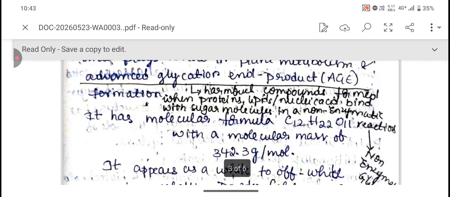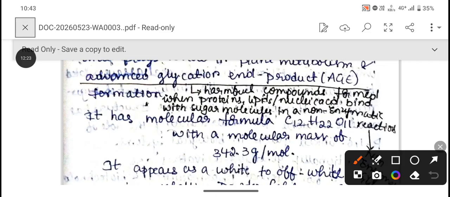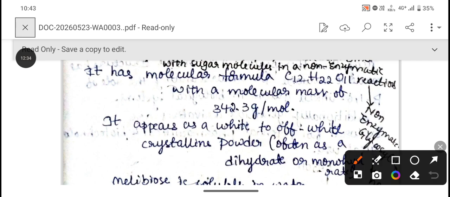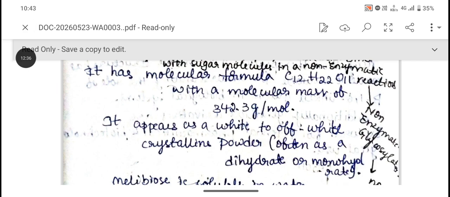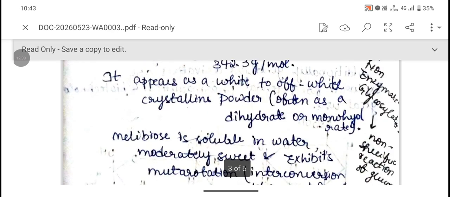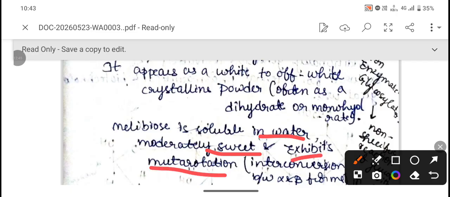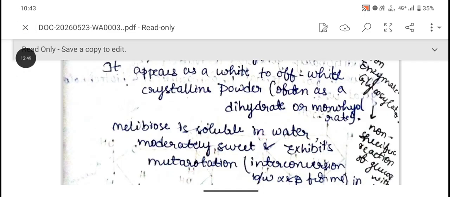So here Melibiose has the molecular formula C12H22O11 with a molecular mass of 342.3 grams per mole. It appears as a white to off-white crystalline powder, often as a dihydrate or monohydrate. Melibiose is soluble in water, moderately sweet, and exhibits mutarotation, the interconversion between alpha and beta forms.